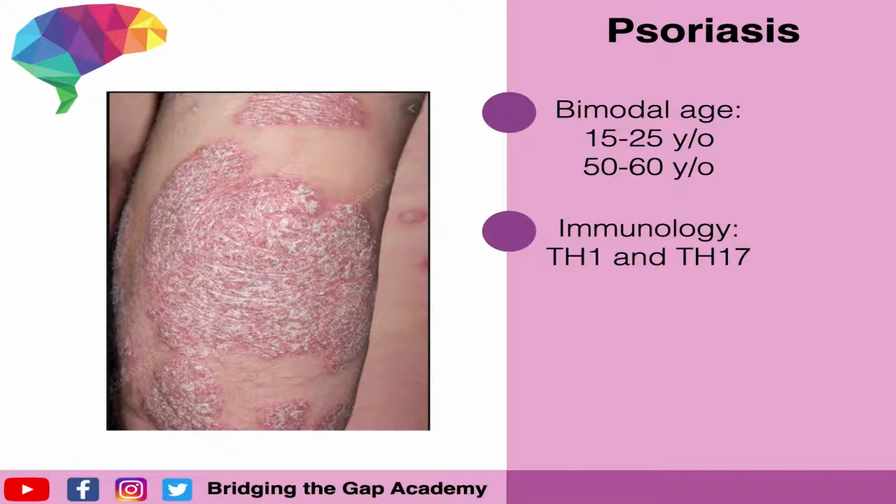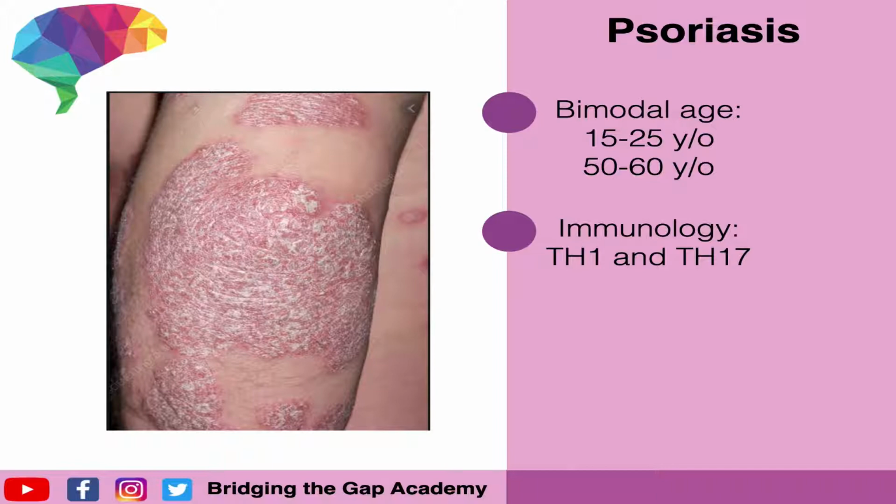When we look at the people that are affected with psoriasis, we see that there is typically a bimodal age distribution, with most people being diagnosed when they are 15 to 25 years old, and then when they hit 50 to 60 years old. Now, in the majority of cases, psoriasis is diagnosed before someone is 35, and it's pretty rare to see in children. As you can see, there's a picture here of psoriasis.